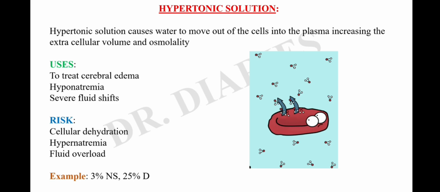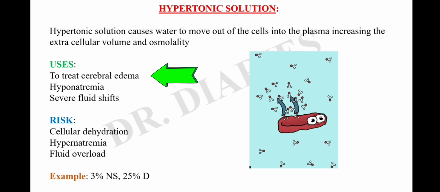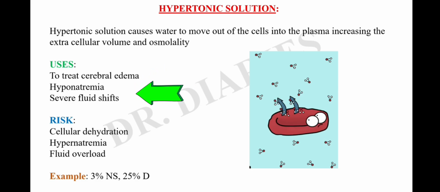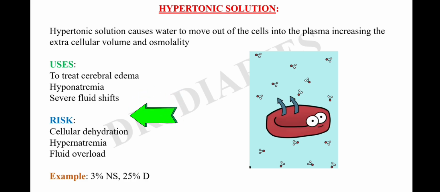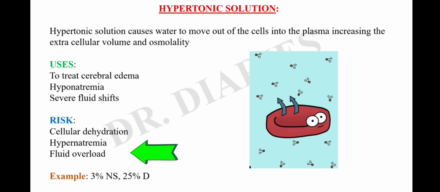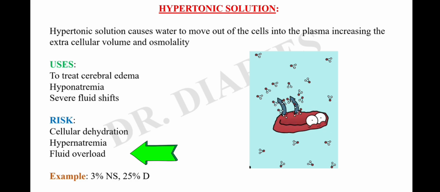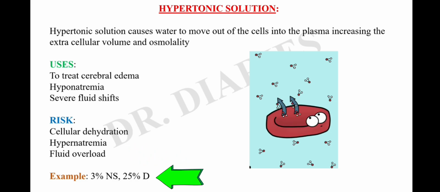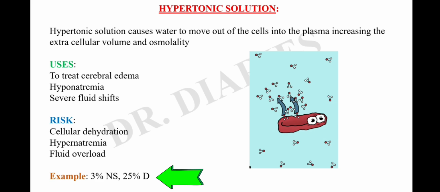Hypertonic solution causes water to move out of the cells into the plasma, increasing the extracellular fluid volume and osmolality. It is used to treat cerebral edema, hyponatremia, and severe fluid shift. Risks include cellular dehydration, hypernatremia, and fluid overload. Examples of hypertonic solution are 3% normal saline, 25% dextrose.